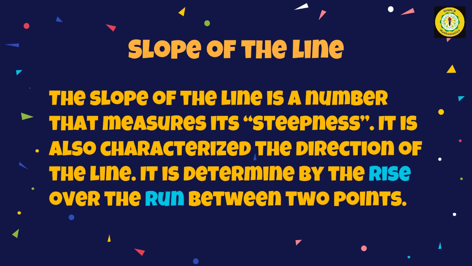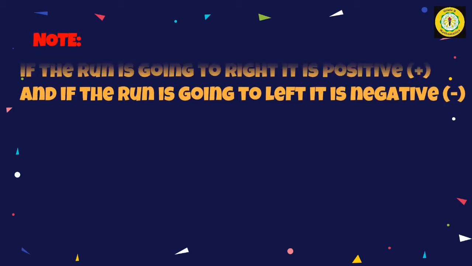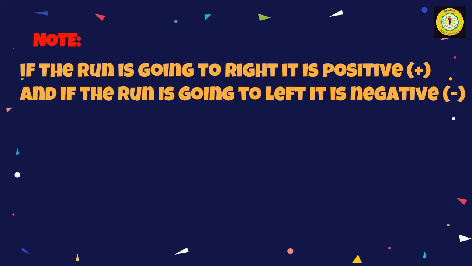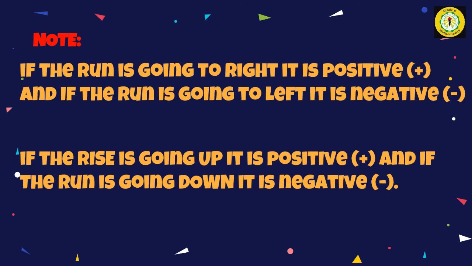Next, slope of the line. The slope of the line is a number that measures its steepness, or yung tarik niya. It also characterizes the direction of the line. It is determined by the rise over the run between points. Note, if the run is going to the right, it is positive, and if the run is going to the left, it is negative. If the rise is going up, it is positive, and if the rise is going down, it is negative.